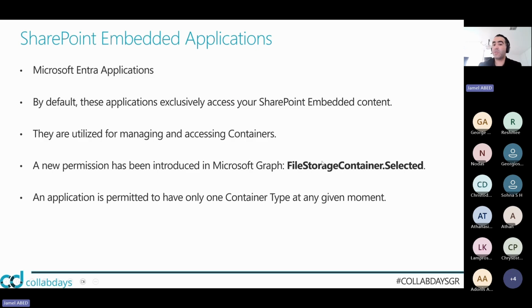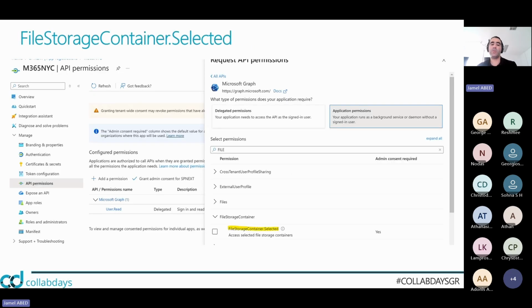It's called FileStorageContainer.Selected, and this permission allows your application to call Graph API. It adds permission to your Graph API for your application, and you can add it from Azure. Here, as you can see, we have the API permissions for your application. Here you can select FileStorageContainer.Selected. It's added with SharePoint Embedded.